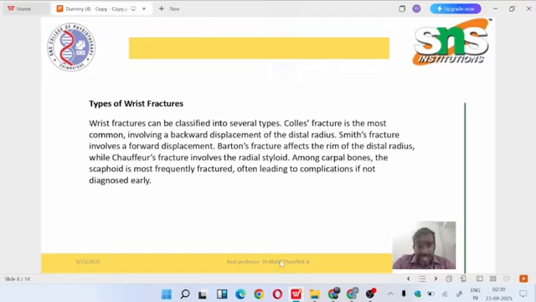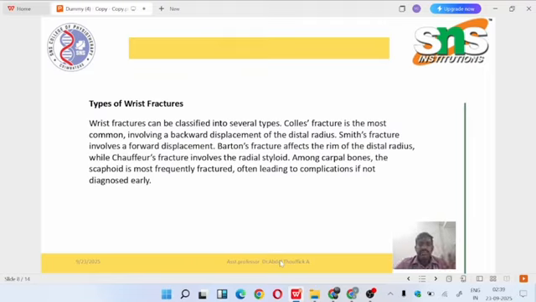Types of wrist fracture. There are several types: Colles' fracture, Smith fracture, Barton's fracture, and Chauffeur's fracture. Colles' fracture is backward displacement of the distal radius. Smith fracture is forward displacement of the distal radius. Barton's fracture involves the rim of the distal radius, which also gets involved when the fracture occurs.